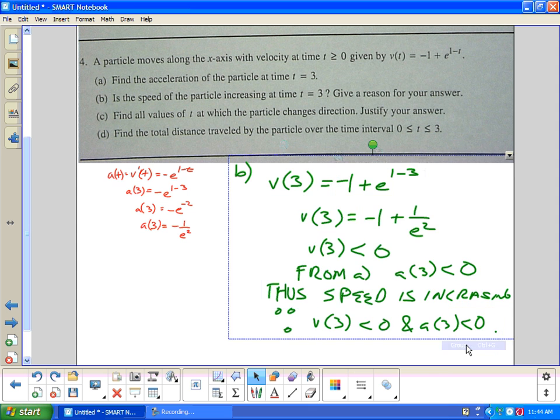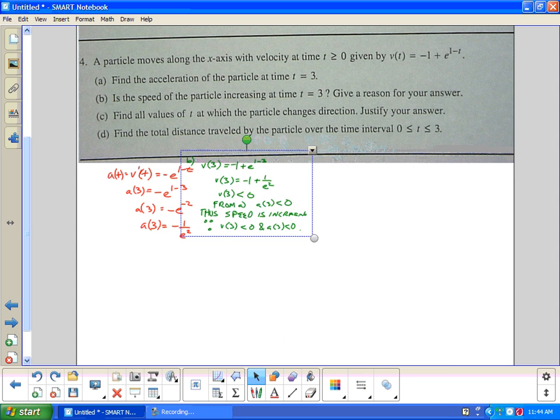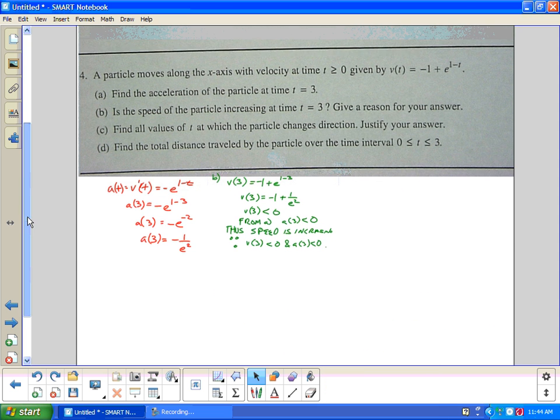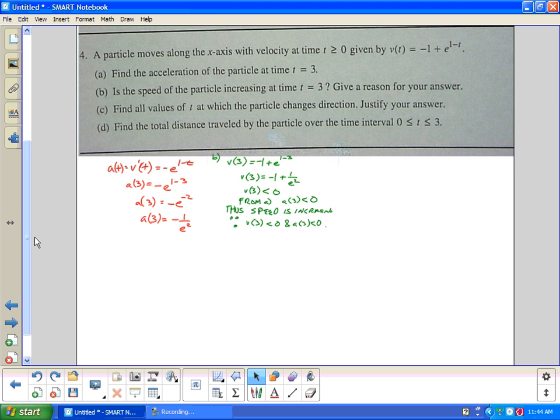I grouped this. All right, and I shrink it down. We're going to come back and score these, all right? So now, part C. Find all values of t at which the particle changes direction. Justify your answer. Okay. A particle changes direction when the velocity goes from negative to positive or positive to negative. So I want to know when v of t equals 0. You guys agree? Does that make sense to everybody?